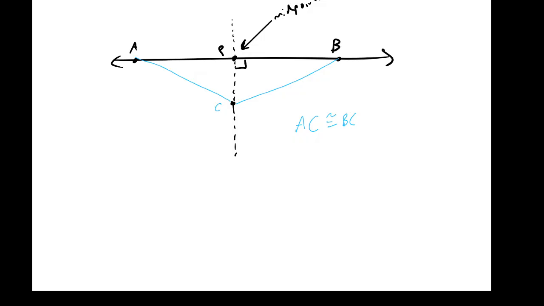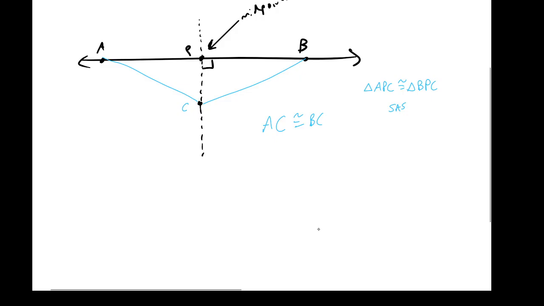So there's nothing new that we've necessarily learned, but we should know that these 2 triangles, triangle APC, is going to be congruent to triangle BPC because of the SAS triangle congruence. Side, angle, side, where the angle is included. And then because of that, AC and BC will wind up being congruent because of corresponding parts.